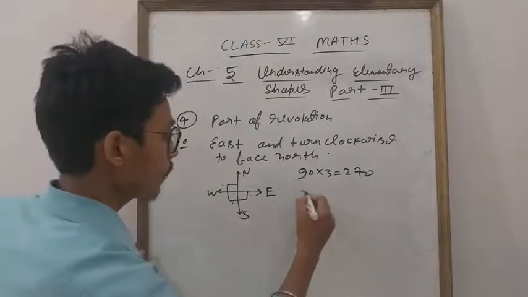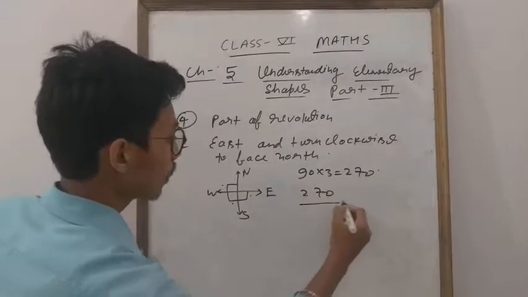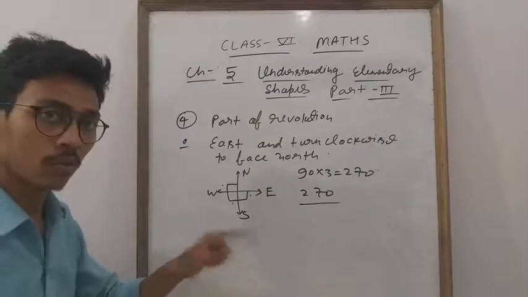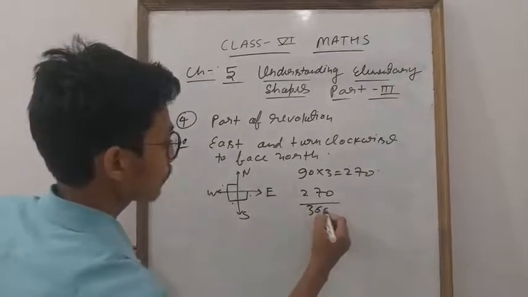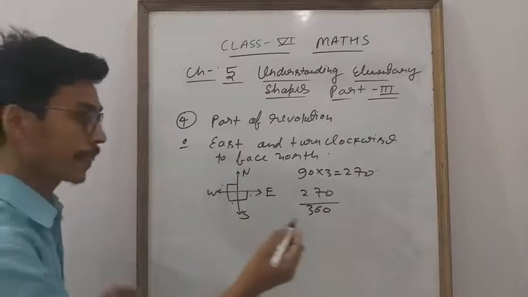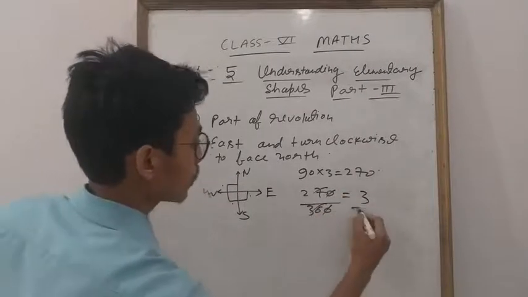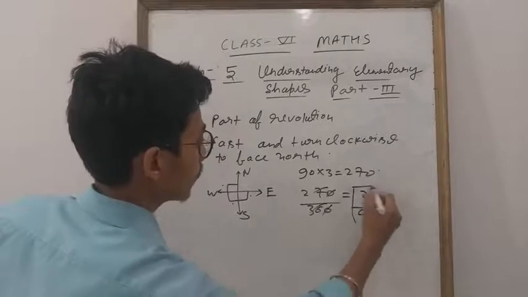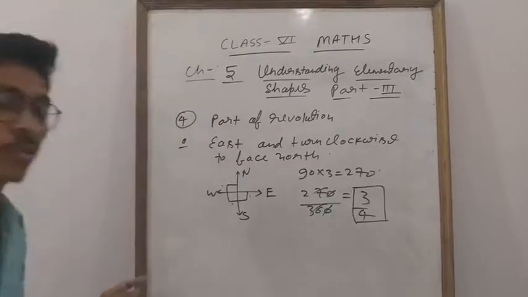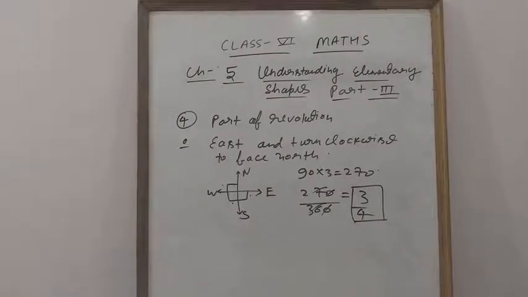Yani how you will find out 270 upon total revolution, you will write out. Total revolution is 360, because total is 360, na. Now 0 0 cancel. Now 9 3s are 27 and 9 4s are 36. So the correct answer is 3 upon 4. What part of revolution will come? 3 upon 4. Okay everyone.